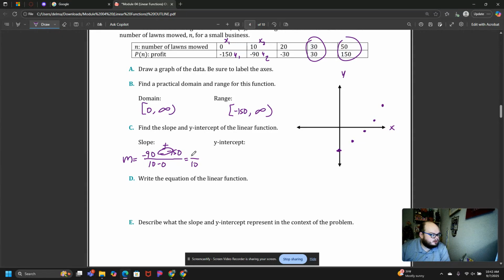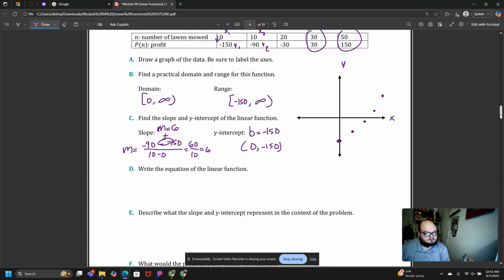And then this is what? 60. So 6. So m, the slope, is 6. The y-intercept is down here. So that would be negative 150, because remember, the y-intercept goes with 0 on the x. So it would be negative 150, comma, 0. I wrote that backwards: 0, negative 150. Because it's 0 on the x, negative 150 on the y.